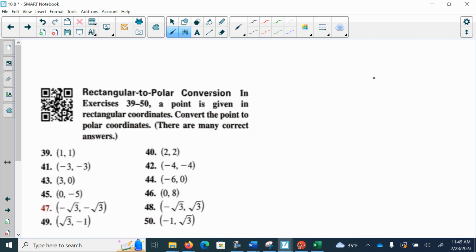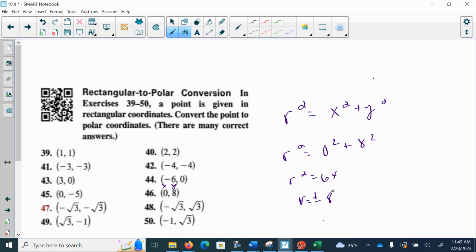So I'm going to say that r squared is equal to x squared plus y squared. So this is my x and this is my y. So r squared is equal to 0 squared plus 8 squared. And I could say that r squared is equal to 64, but r is going to end up equaling plus or minus 8.